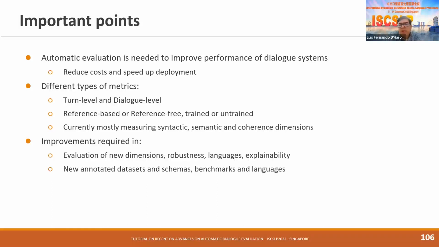So what are our conclusions? Automatic evaluation is very important to improve the performance of dialogue systems, because it will reduce costs and speed up deployment. We have seen different types of metrics: turn level, dialogue level, reference-based, reference-free, trained, untrained. So we have a lot of things, but it doesn't mean that it's done. There are many other things that are required, like new dimensions, robustness, languages, explainability. All these things are important to provide improvement, especially, as I said before, new datasets, new annotations, and also schemas for sharing data, so everyone can share the data and make it easier for people to understand the evaluations, the metrics, the people selected for doing the evaluation, etc.